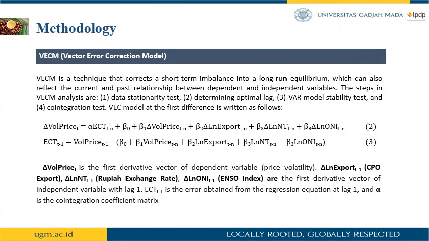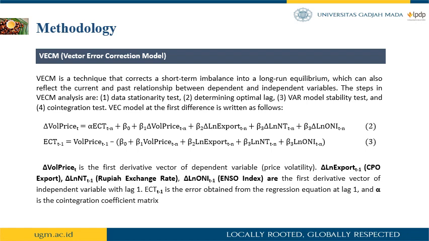The second model is VECM, or Vector Error Correction Model. VECM is a technique that corrects a short-term imbalance into a long-run equilibrium, which can also reflect the current and past relationship between dependent and independent variables. The steps in VECM analysis are first, data stationary test, determining optimal lag, and then model stability test, and the last is co-integration test. The VEC model at the first difference is written as follows on the presentation.